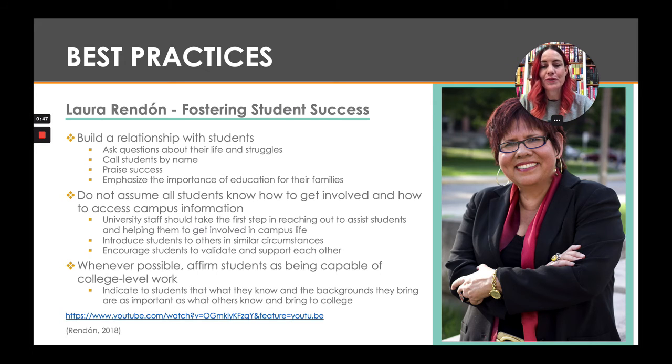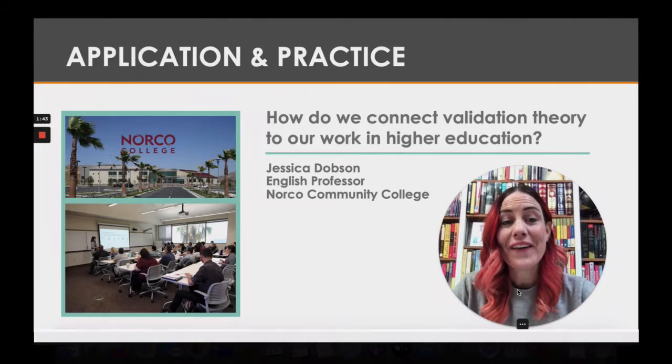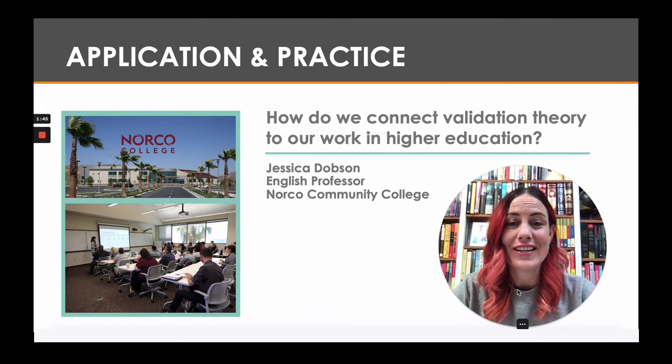Whenever possible, affirm students as being capable of college-level work. Indicate to students that what they know and the backgrounds they bring are as important as what others know and bring to college.